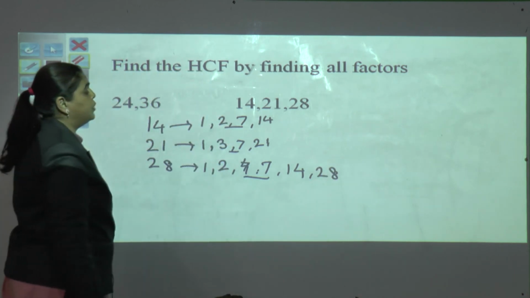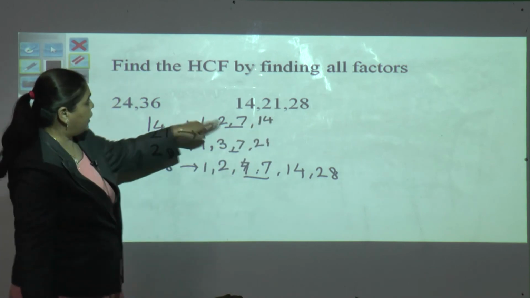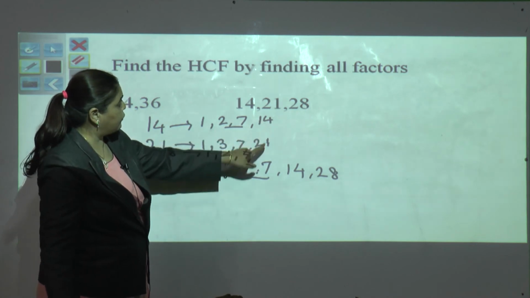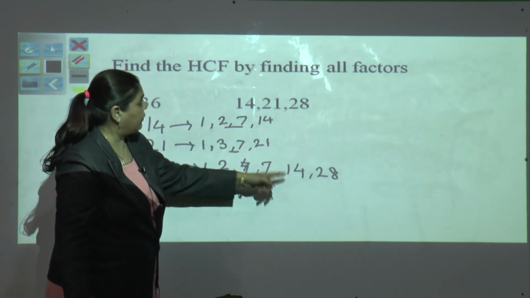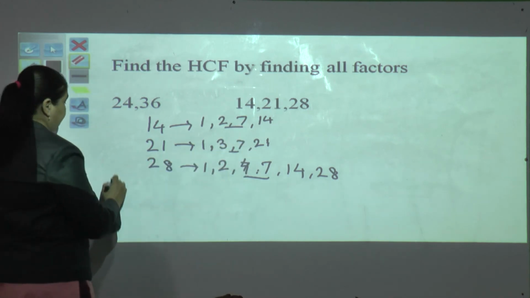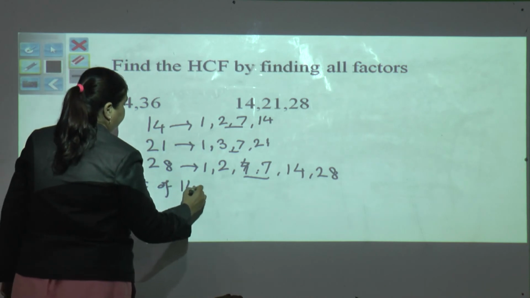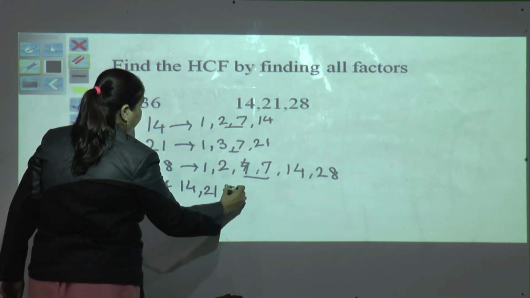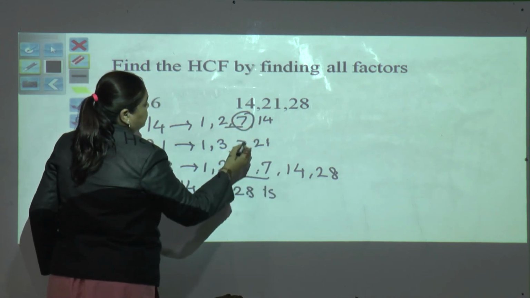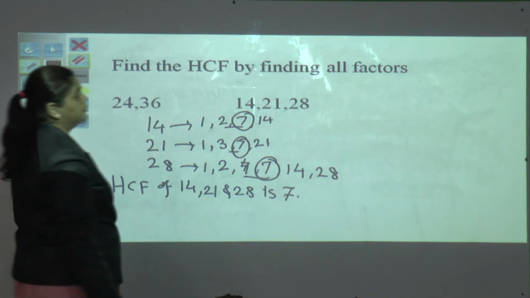Now my dear students, which number is greater here? We have 7 here, we have 7. We don't have 14 here, 21 and this. We have 14 but we don't have 14 here. So what can we say? The HCF of 14, 21 and 28 is, which is the highest common? It is 7.